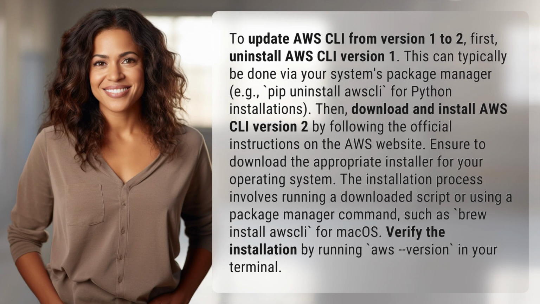To update AWS CLI from version 1 to 2, first, uninstall AWS CLI version 1. This can typically be done via your system's package manager, e.g., pip uninstall awscli for Python installations.